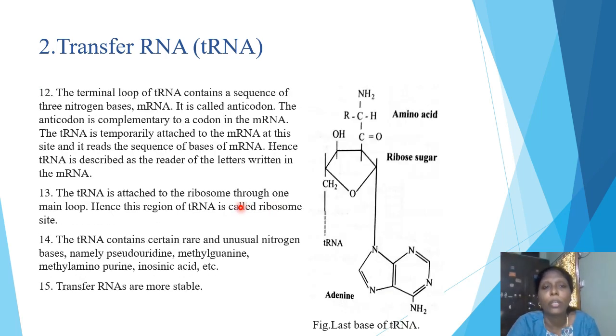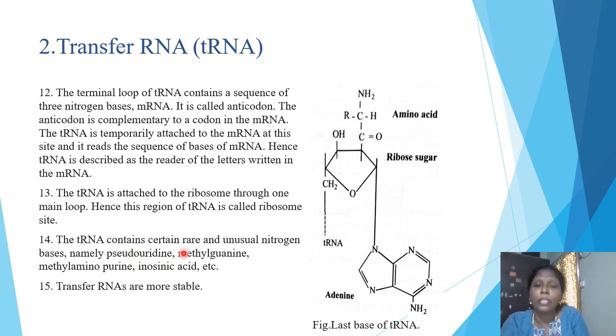In the transfer RNA itself, we see that the terminal loop of tRNA contains a sequence of three nitrogenous bases, called the anticodon. The anticodon is complementary to the codon in the mRNA. The tRNA is temporarily attached to the mRNA at this site, and it reads the sequence of bases of mRNA. Hence, tRNA is described as a reader of the letters written in the mRNA. The tRNA is attached to the ribosome through one main loop. Hence, this region of tRNA is called the ribosome site.